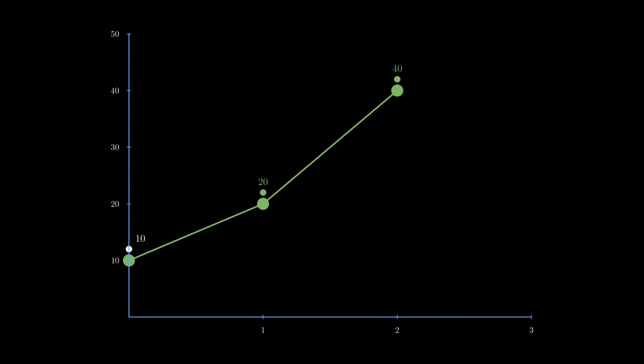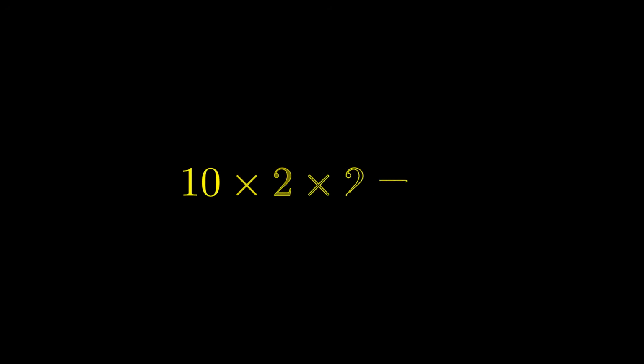Visualizing it as doubling makes the answer obvious. We are doubling 10 twice. 10, 20, 40. So next time you see division by a fraction, just rewrite it as multiplication. 10 times 2 times 2, 40. No ambiguity, just clear math.